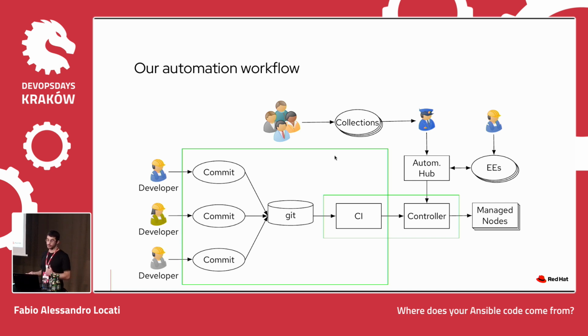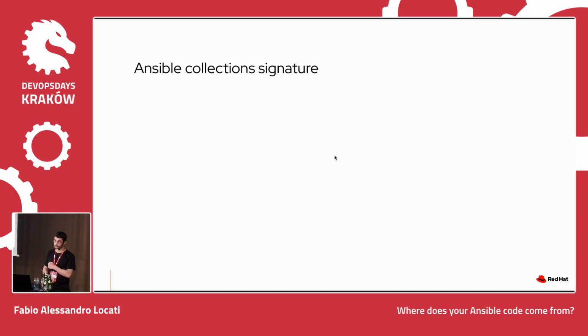So first step is, let's look at collections. We have collections here. Collections will be arriving here and will be used by the controller, but also when you create execution environments, you can embed collections. So it's also important to validate those collections when you are building your execution environment. So how to sign them?